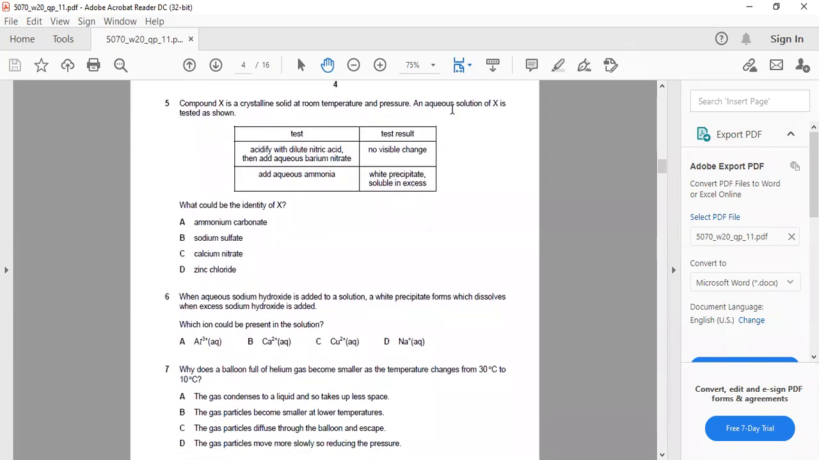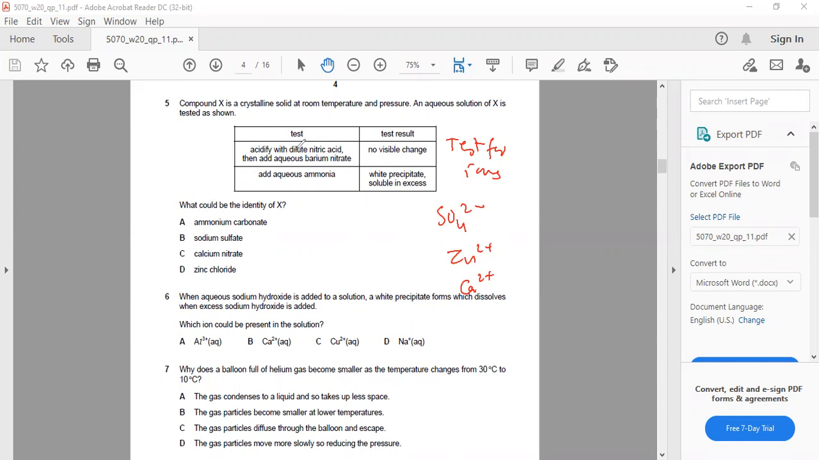Number 5 is about tests for ions. It means you have to memorize the tests for ions. Okay, and then you have to know the test of sulfate ion, and you have to know the test of zinc ion, test of calcium ion, of the ATP.